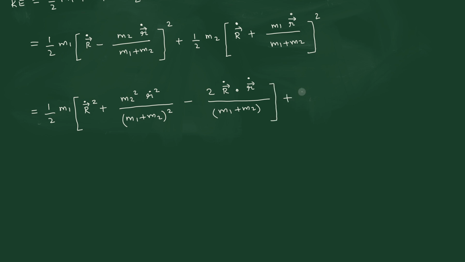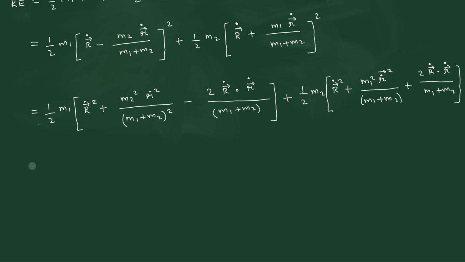Then plus, you have to repeat a similar term for the second part. So that gives me once again R dot squared. There is an R dot squared, and then plus the second term will be m1 squared script r dot squared, divided by (m1 plus m2) squared. Then plus the 2ab term. Now it is plus the 2ab term. So I'll write down plus 2 into R dot, dot product with script r dot, then divided by m1 plus m2, and then close this bracket.